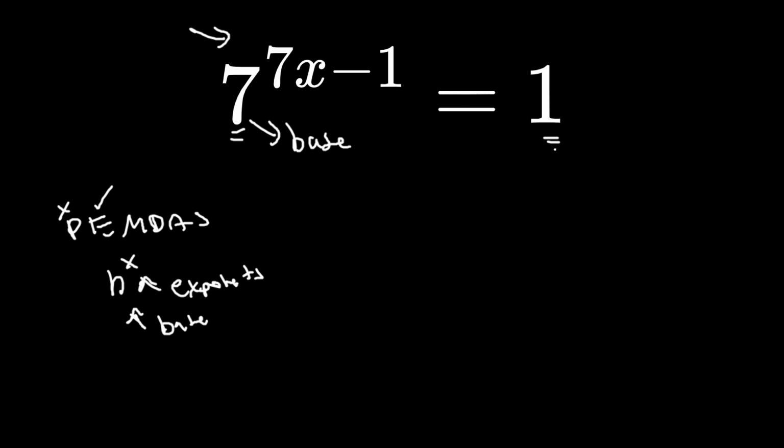Now, whenever we see a problem like this, because you will encounter a lot of very similar problems, you need to just take the same steps. What you do on this side, you must do on the other side. So we want both sides to be 7. How can we do that? We have 7 to the exponent 7x minus 1, and we want to make this side 7 as well. How can we do that?